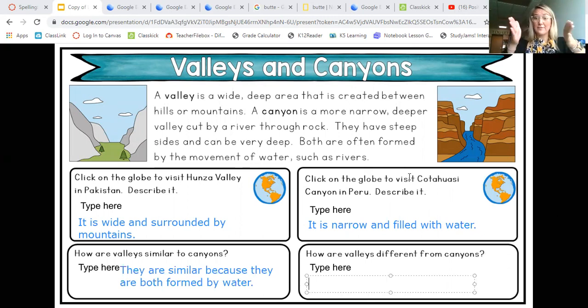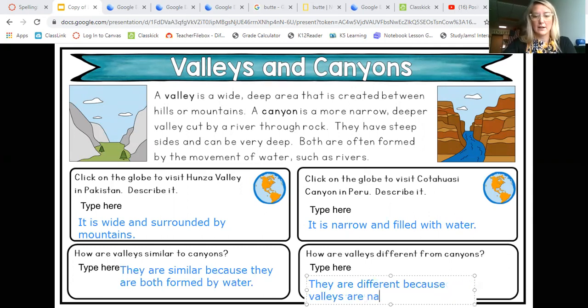How are valleys different from canyons? Now we saw the difference was how wide they were, right? So let me restate my question. They are different because valleys are narrow and canyons are wide. Oh, I did this the wrong way. Valleys are wide. And canyons are narrow.